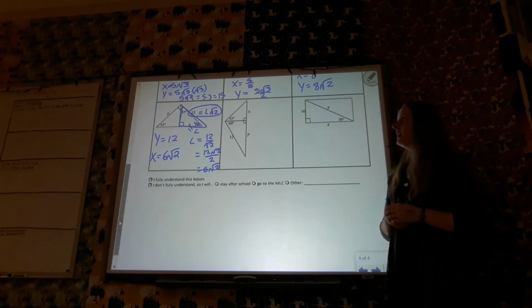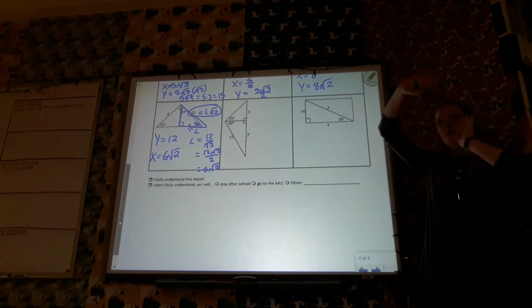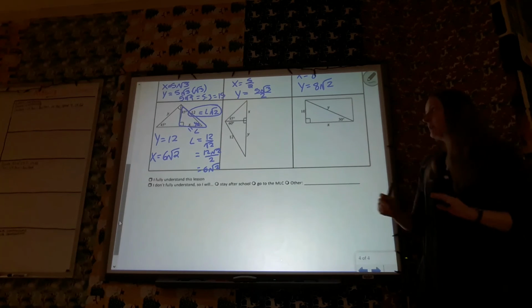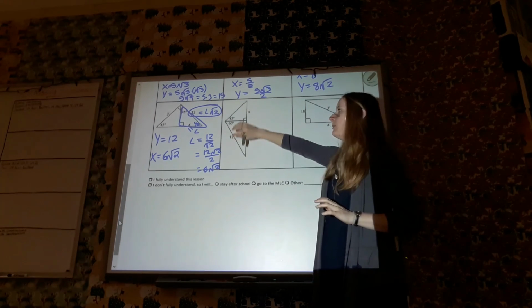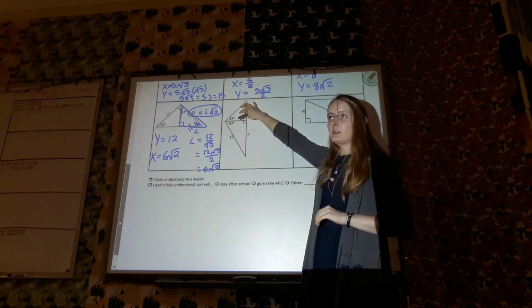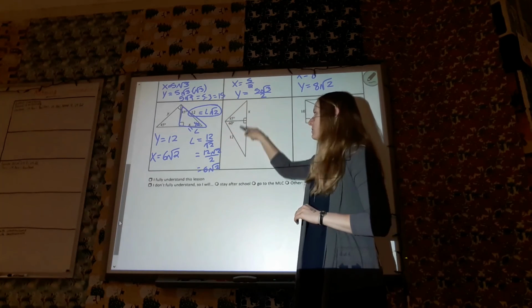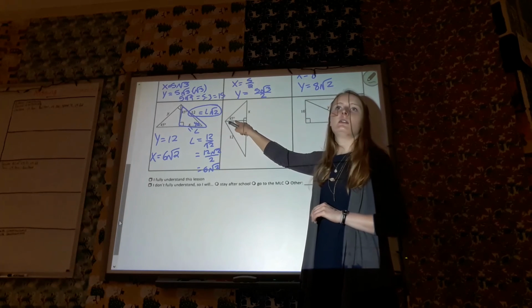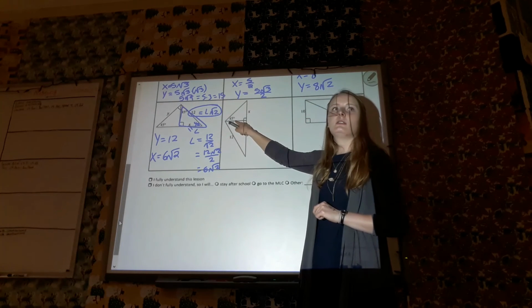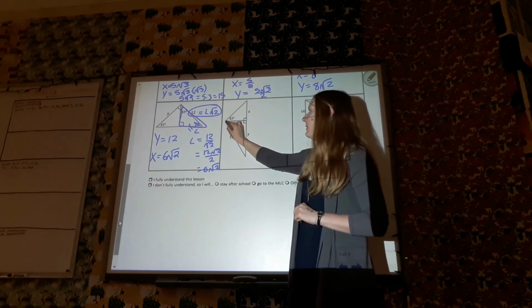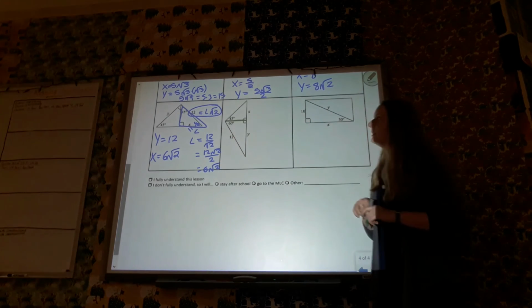Great. This one right here, I have a 45, 45, 90 on top and a 30, 60, 90 on bottom. And I'm going to have to use one triangle to find information in this triangle in order to solve for x. You see how this triangle doesn't have any sides? So I have to use this triangle to find out this side. Do you see that? So my goal is to find this side right here. What do you guys think?